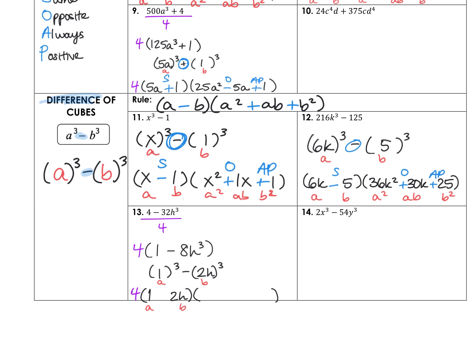So AB, A squared, A times B, B squared. So A squared, this time the variable is going to go at the end. What is B squared? 4H squared. Yeah, and your sign should be minus plus plus because it's same as a negative, opposite of the negative, plus, always positive.